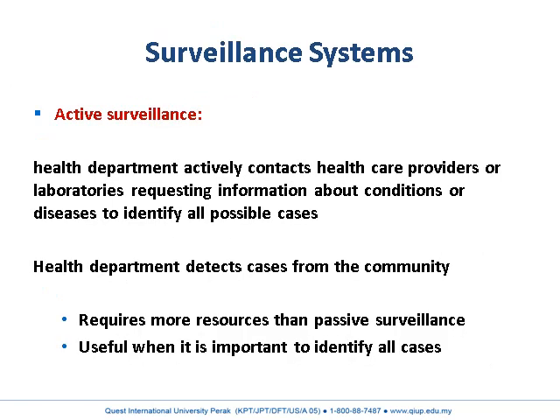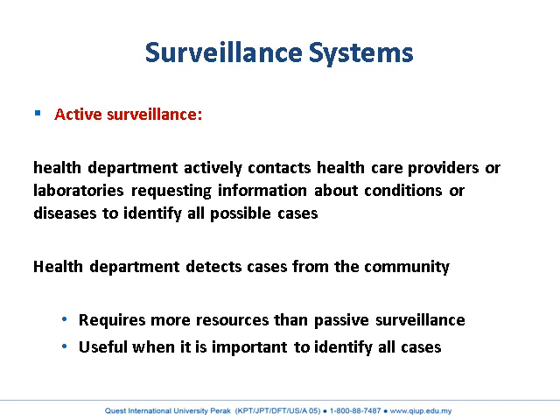Now we can go through active surveillance. The health department actively contacts healthcare providers or laboratories requesting more information about conditions or diseases to identify all possible cases. So the health department not only waits for the report from the healthcare providers or laboratories, they actively contact healthcare providers and laboratories and collect all the information available and possible, so that they can identify all possible cases.